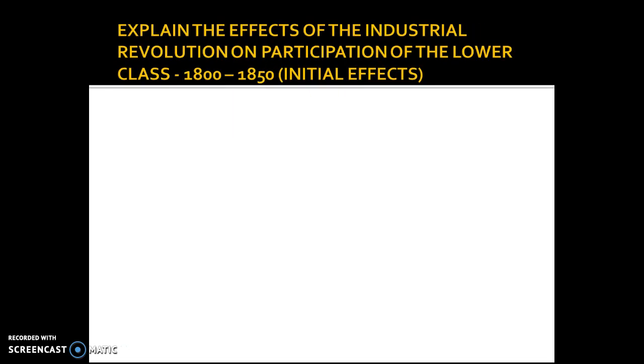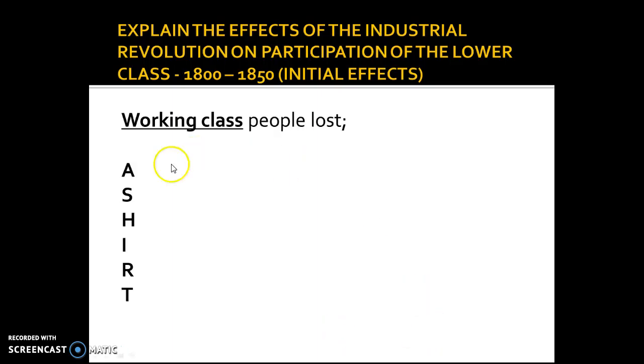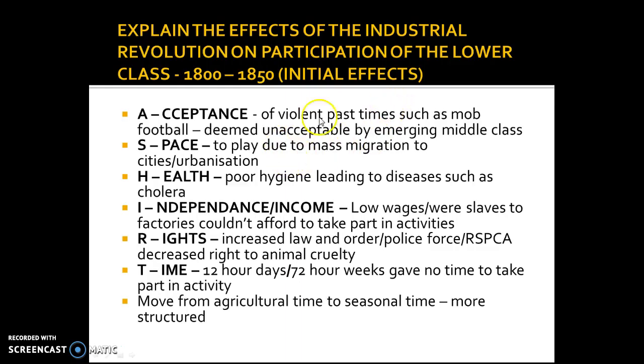Going on then. Explain the effects of the Industrial Revolution on participation in the lower class. So what were the initial effects? What was the prevention of? So remember, you have an acronym for this: working class people lost a shirt. Okay, so what did they lose? Acceptance of violent pastimes such as mob football. Okay. Animal cruelty. This stuff now was considered unacceptable by the emerging middle class, because we have this three-class society now.